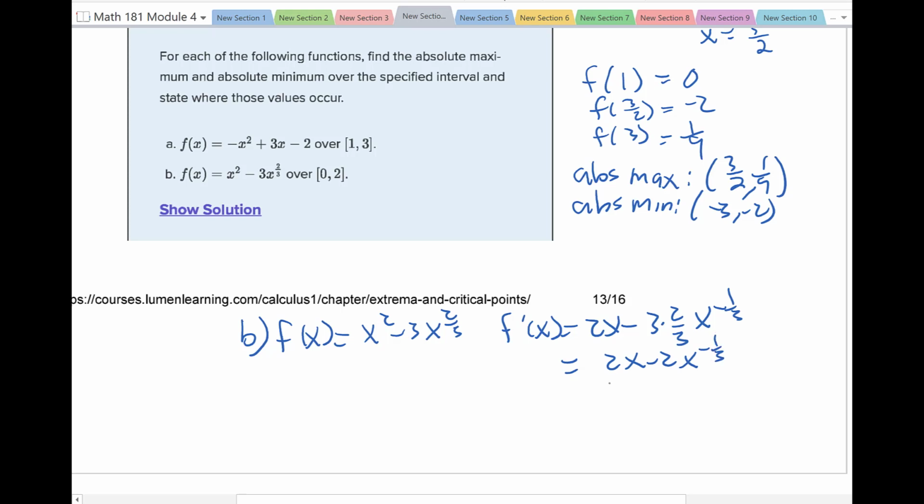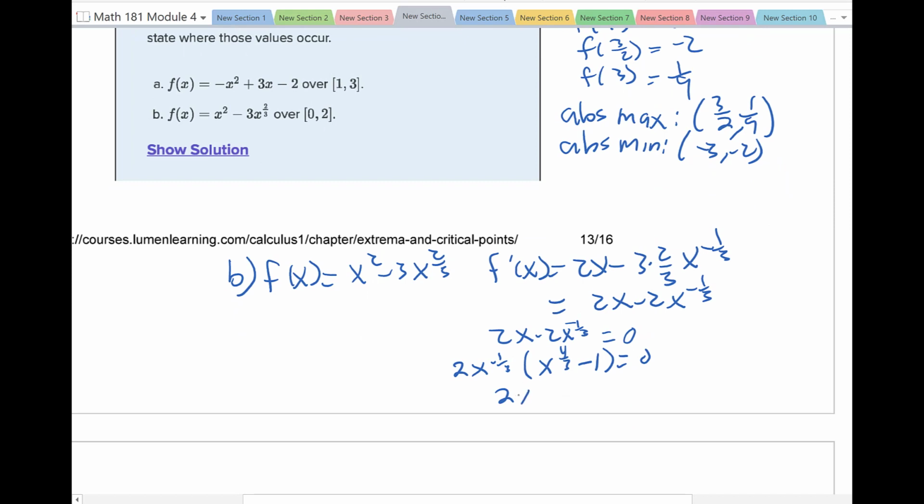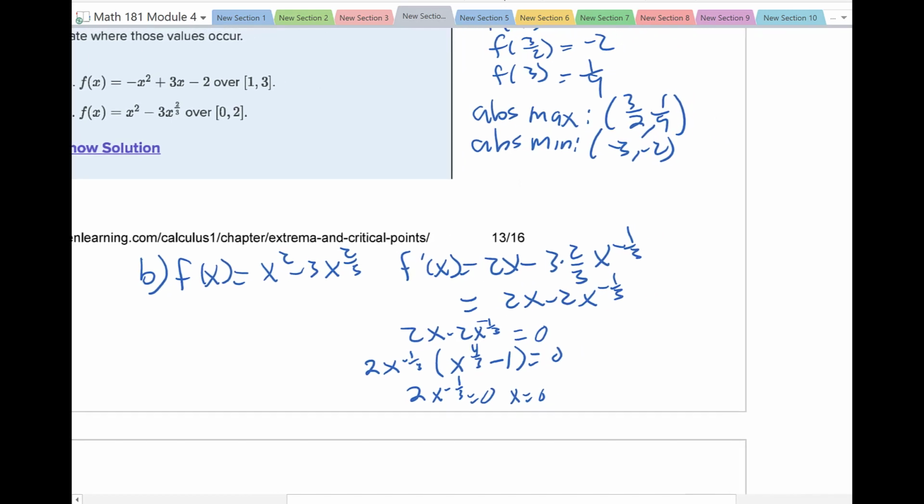From this, we'll set that equal to 0. I could factor out that 2x to the negative 1/3, and I'll be left with an x to the 4/3 minus 1, because that's x to the 1 divided by x to the negative 1/3. You subtract the powers, it's 1 minus the negative 1/3, which is 4/3. So 2x to the negative 1/3 equals 0 means x is 0, and x to the 4/3 minus 1 equals 0 means x equals 1.